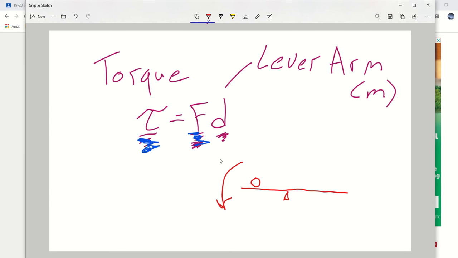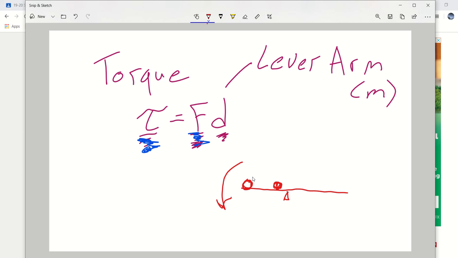Now, if this rock were placed here versus, say, here, or let's just say compare this location on the meter stick versus that same rock placed here. Okay, so these two rocks are the same rock. This one is going to cause more torque than this one.